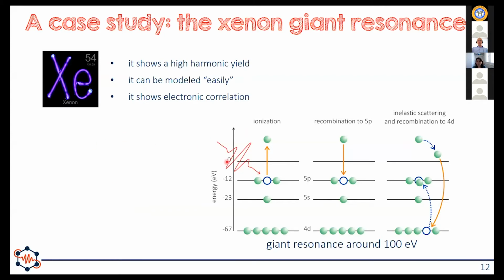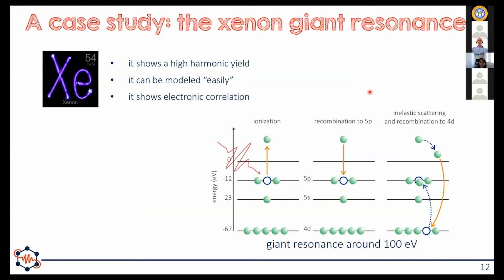And it works like that. You can have ionization from the 5p orbital of the xenon. And then when you have the recombination step for generating the harmonics, you basically have two channels. You have a first channel in which the returning electron recombines directly with the 5p electron vacancy. That is this part here.